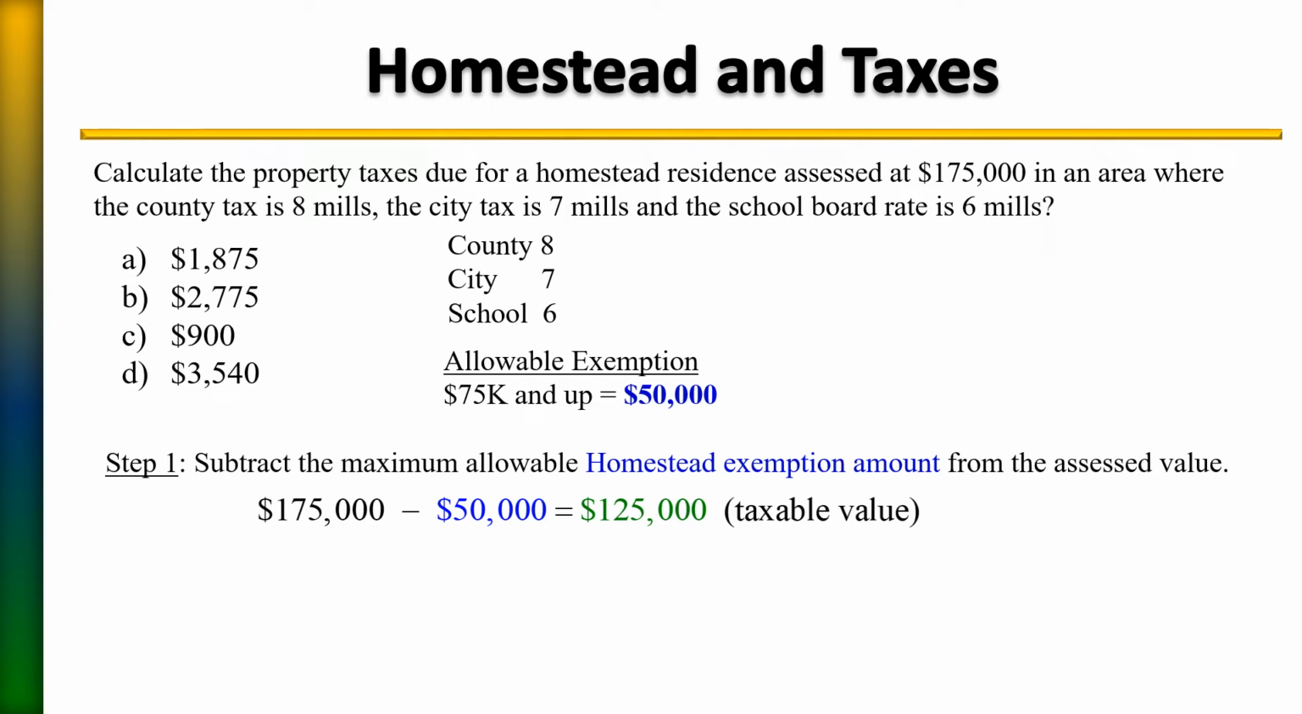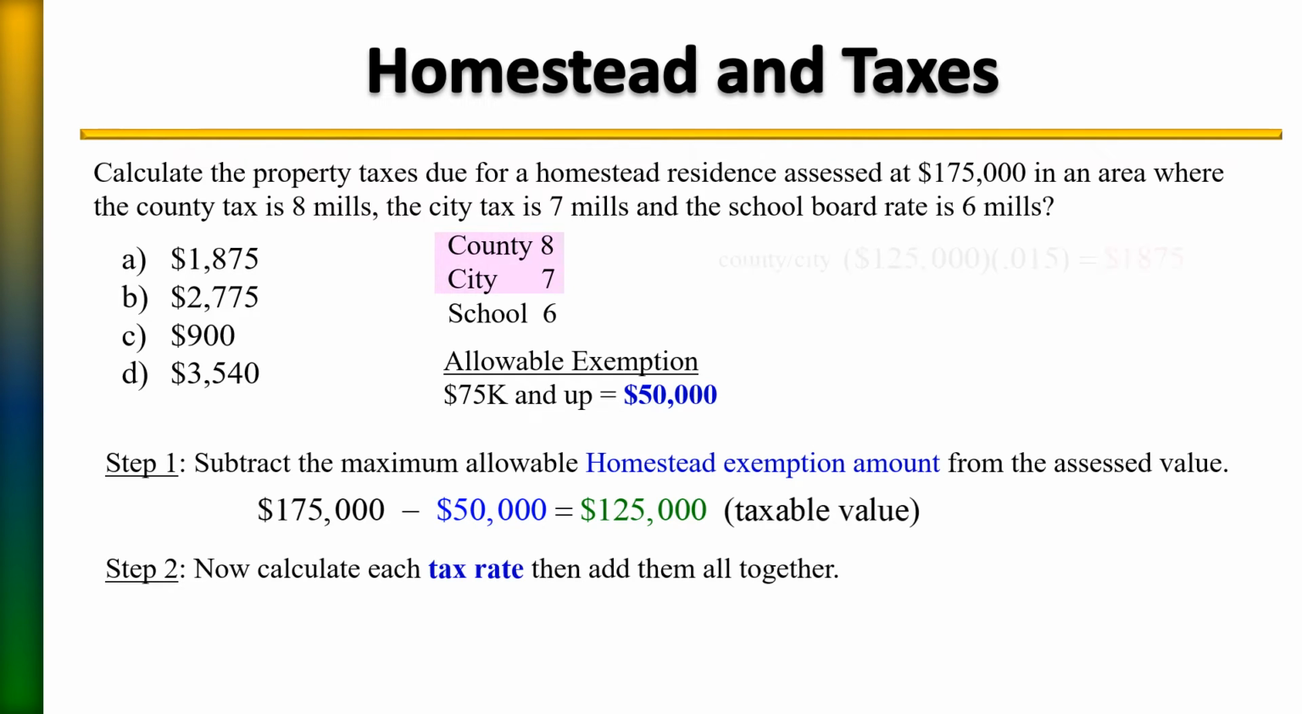So with the county and the city, you can actually do those together. Because recall that for those two, that is where that maximum $50,000 allowance comes from. So just add those two together, 8 plus 7, that's going to give me 15. So then all we have to do is just multiply 125,000 times 0.015, and we get a tax of $1,875.